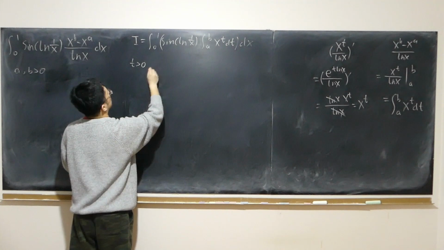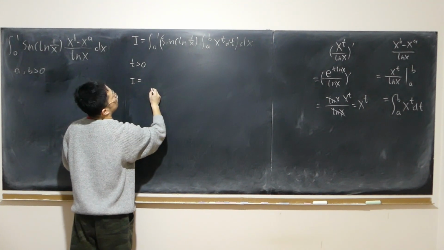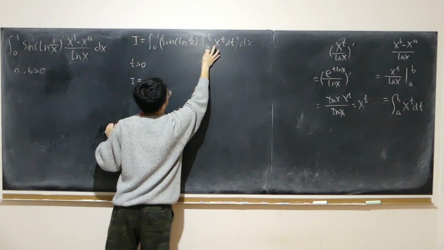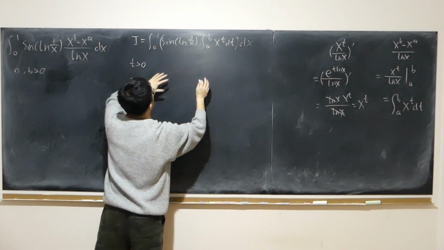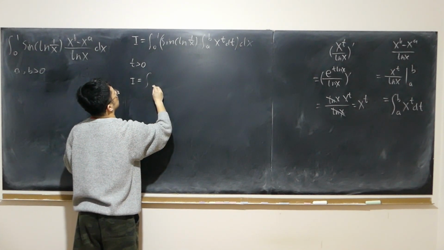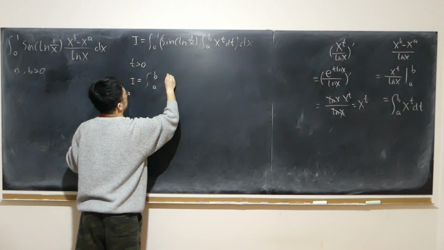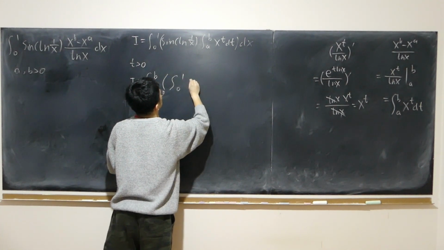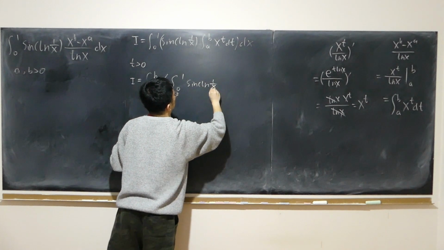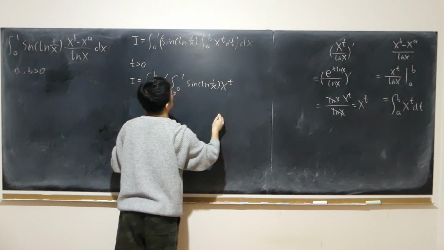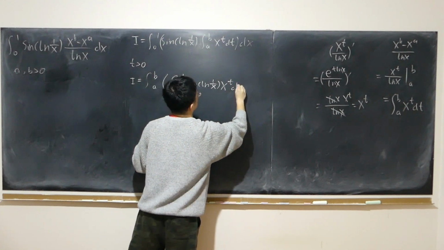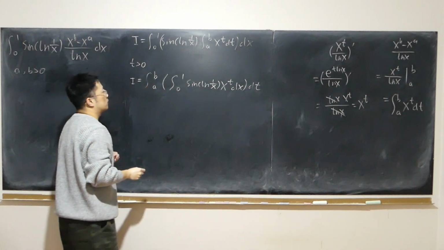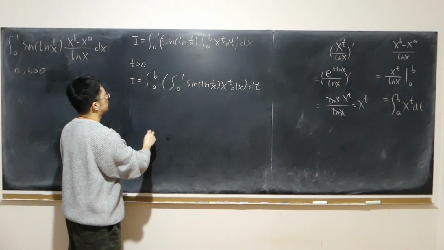So therefore, first we can take this constant inside here, because right now I'm treating x as a constant. Then we can switch the order of integration. Outside, I'm going to do from a to b. Inside, I'm going to do from 0 to 1. This is taken inside: sine of log of 1 over x times x^t. Like I said, first let's do dx, then I'm going to do dt. In this case, it's legal to switch.